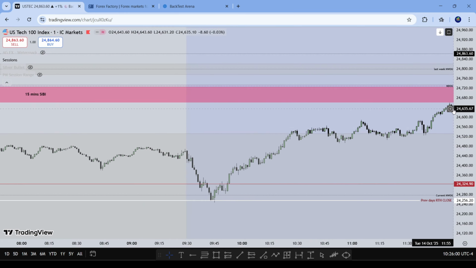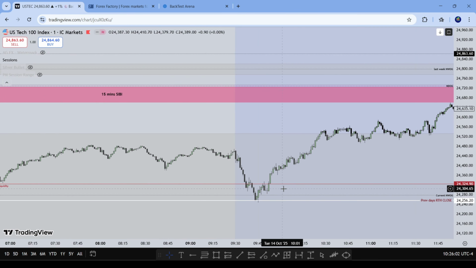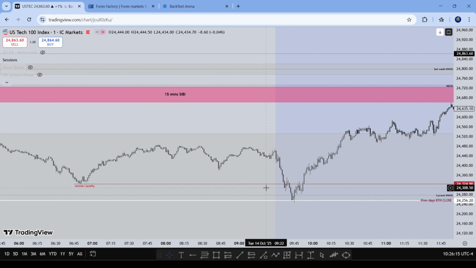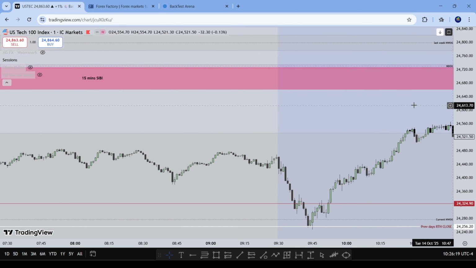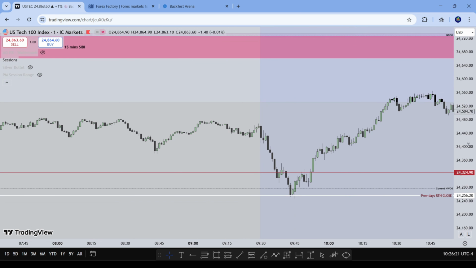Okay, so as you can see, sell side swept, traded to the close, and fully closed up the gap from the previous day, the opening range gap. So that's the opening range gap, and we fully closed it up. Then, as you can see now, what do we have here?